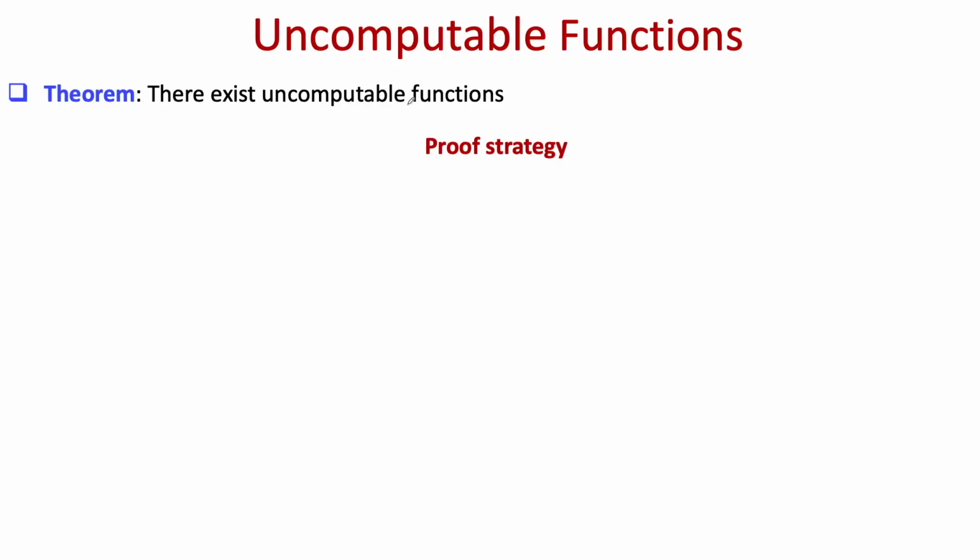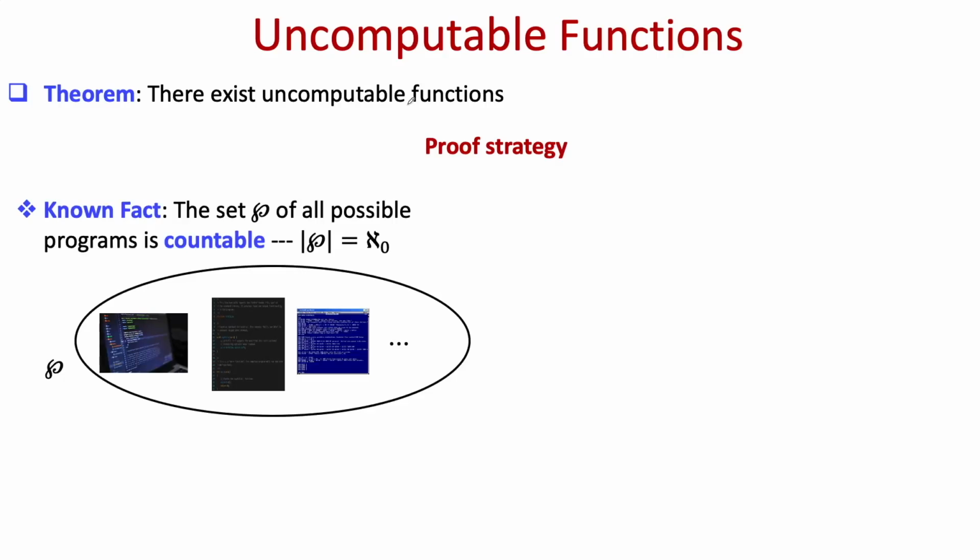And what will be the proof strategy that we will follow to prove this theorem? We will begin with some known fact. Just recall that in one of our earlier lectures, we proved that the set of all valid programs in any programming language is countable. That means we can enumerate them even though there are infinitely many valid programs.